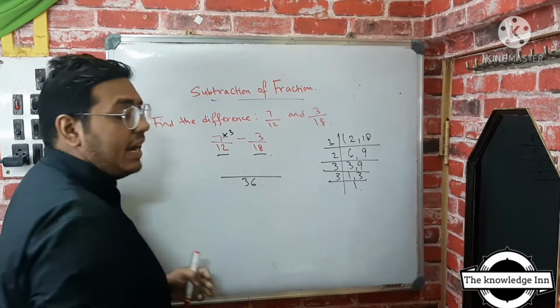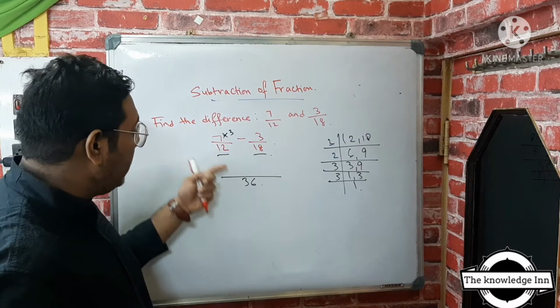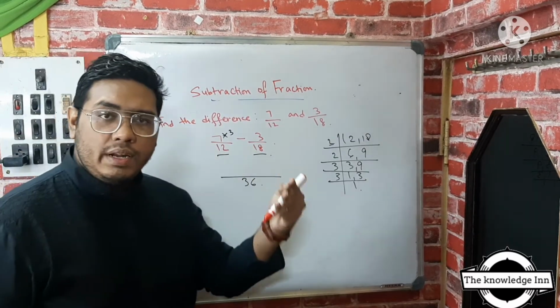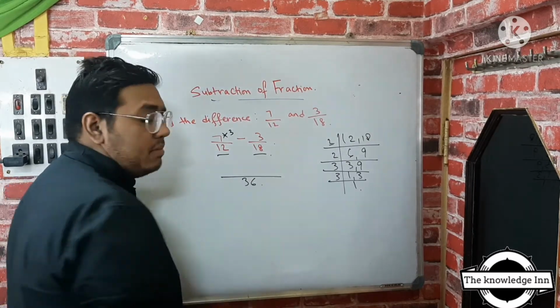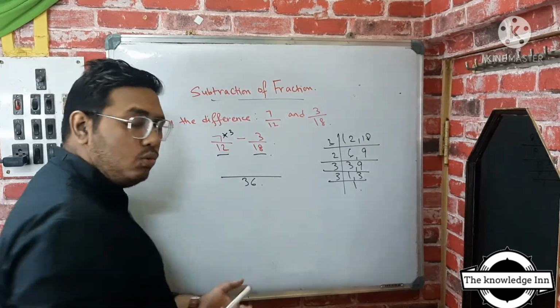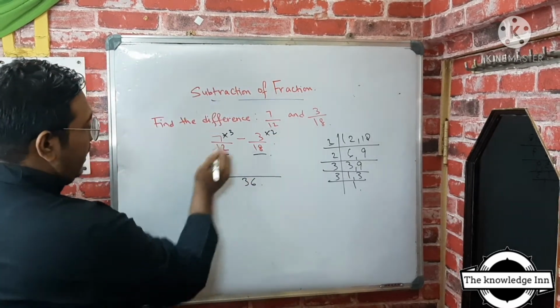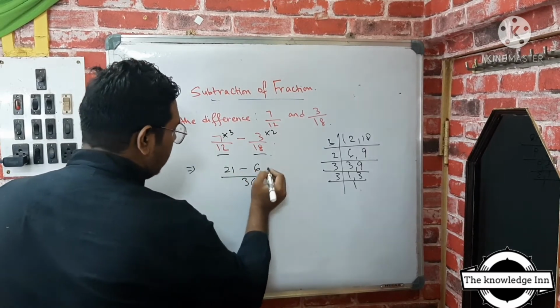For those whose child is weak, tell him or her to divide 36 by 12, and whatever answer comes, multiply it with its numerator. 18 and 36. In 18, 36 comes 2 times. 18 twos are 36. So into 2. So 7 into 3 gives you 21, minus 3 twos are 6.